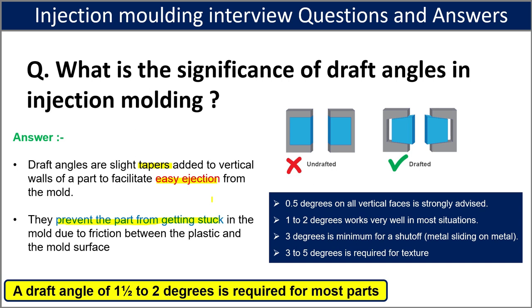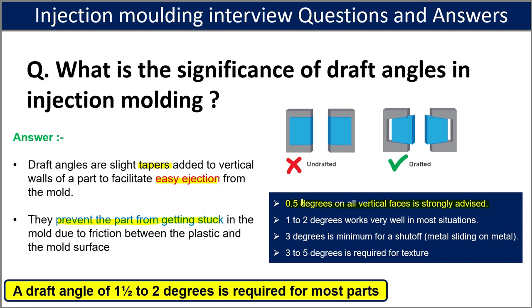Suppose the height is very small, 1 to 3 mm, then we need to apply more draft, more than 3 degrees. And if the height of the wall is, suppose, 50 mm or 100 mm, then we need to apply less draft, less angle, almost 1 degree, 1.5 degrees, 0.5 degrees, like that. Here you can see the 0.5 degree on all vertical faces. It is strongly advised: don't keep a wall with no draft angle.